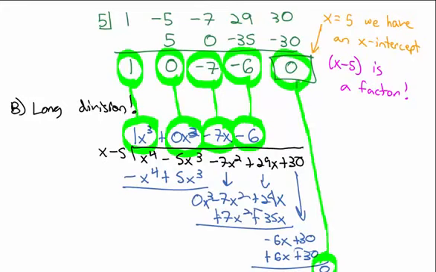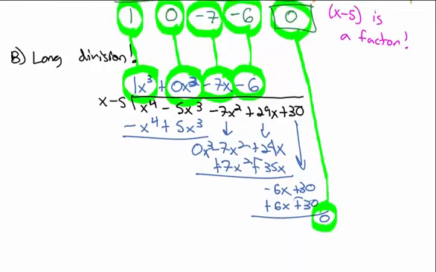What this means is essentially substituting in 5 is the same as dividing out x minus 5. That means our synthetic substitution could also be thought of as synthetic division.